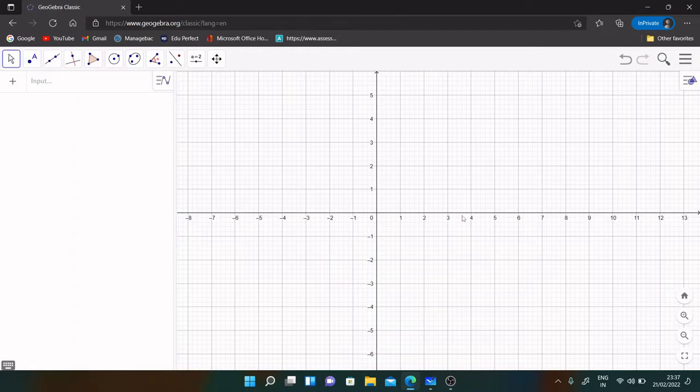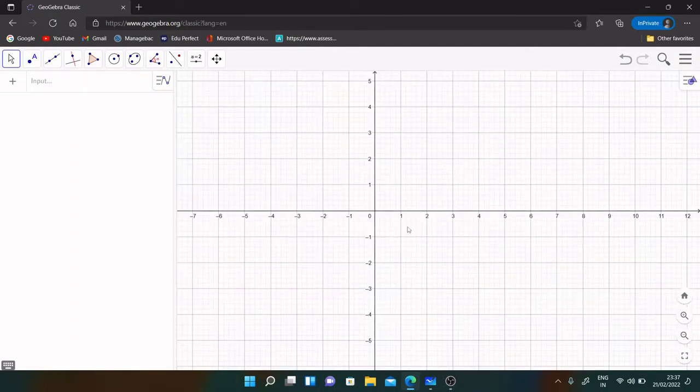A coordinate plane on its own is of no use. We use the coordinate plane for representing something. We use this to represent some data, put some data into this to make sense out of it.